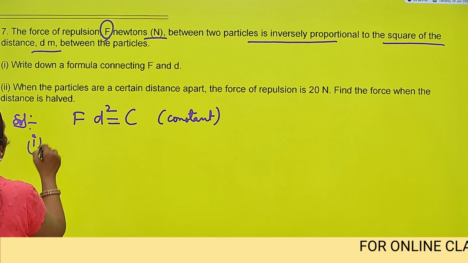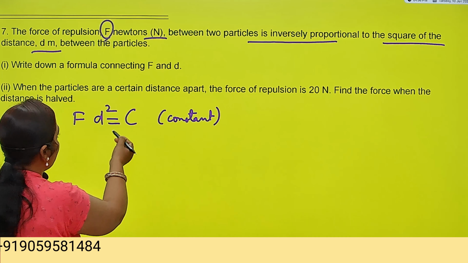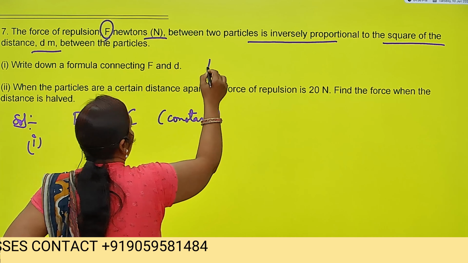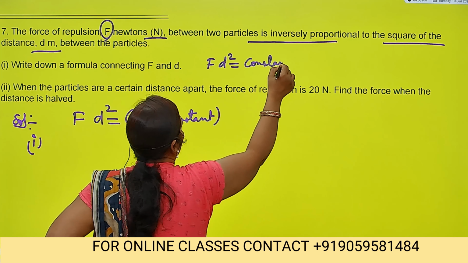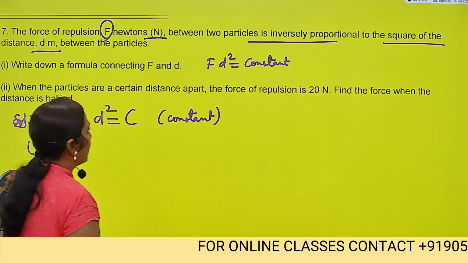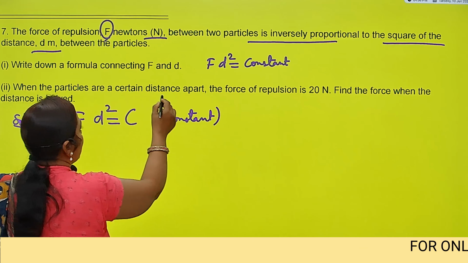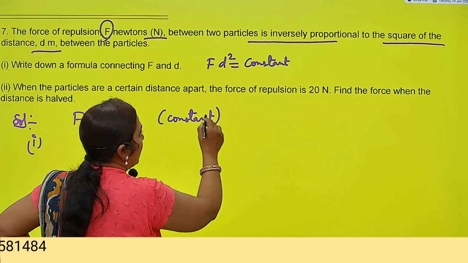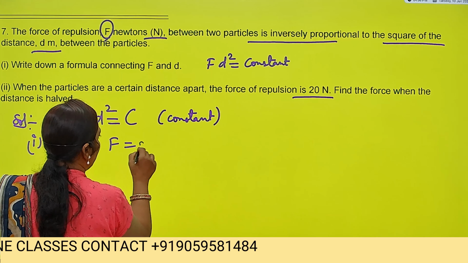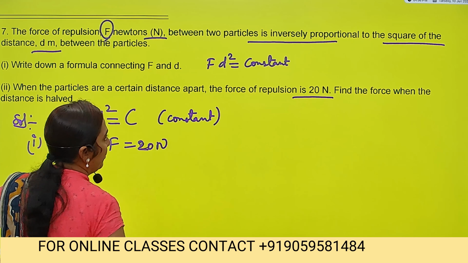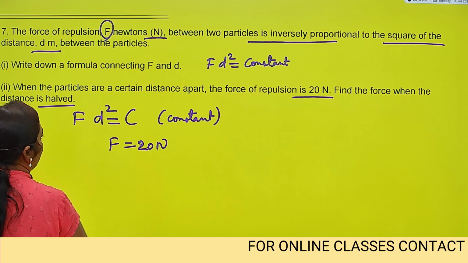The first question: write down the formula connecting F and d. This is the formula: F d square is equal to a constant K, or constant C, whatever you take it. Next, when the particles are a certain distance apart, the force of repulsion is 20 newtons, F equal to 20 newtons. Find the force when the distance is halved.